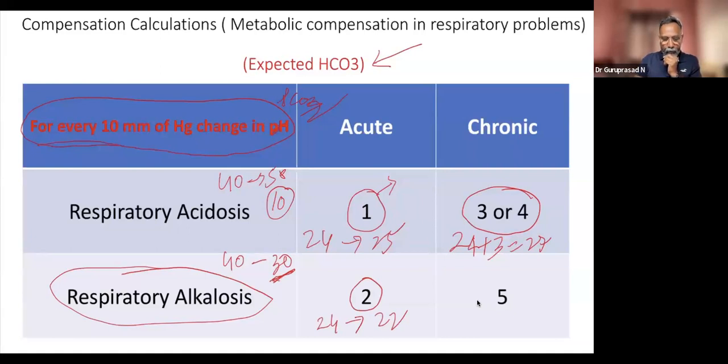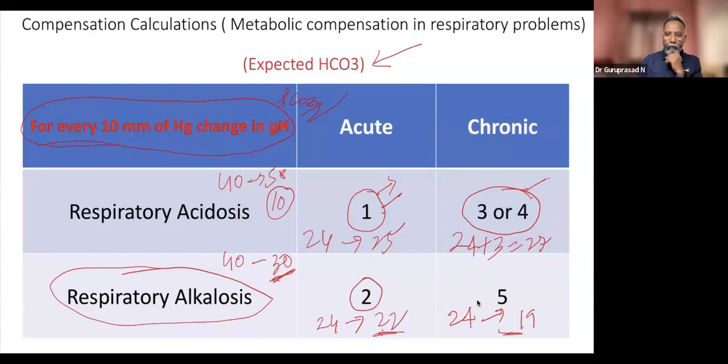So if it is a chronic respiratory alkalosis, the bicarbonate you can expect is 24 minus 5, it is 19. Got it? For respiratory acidosis, in acute respiratory acidosis, there is an increase of bicarb by 1, and in chronic it will be increased by 3 or 4. And if there is a respiratory alkalosis, you expect a metabolic acidosis. So the bicarb reduces by 2 in acute, and 5 in chronic.